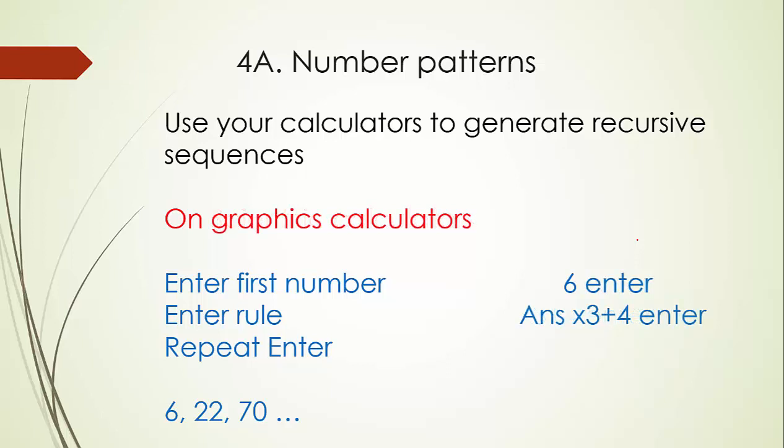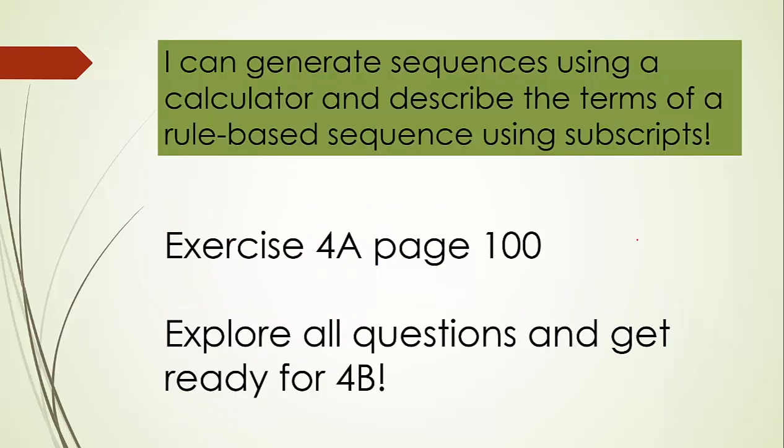Graphics calculator, pretty similar, except that you have to, after putting 6 enter in, you have to then press the answer button, which is probably on the bottom right somewhere, times 3 add 4 enter, and then press enter after that, and you will get the same sequence, 6, 22, 70. So check out that it'll work for you on your graphics calculator as well. And that is the full wrap for exercise 4a, which is on page 100 of the textbook. And what we would like you to do is explore all the questions so that you can get ready for 4b. Thank you.